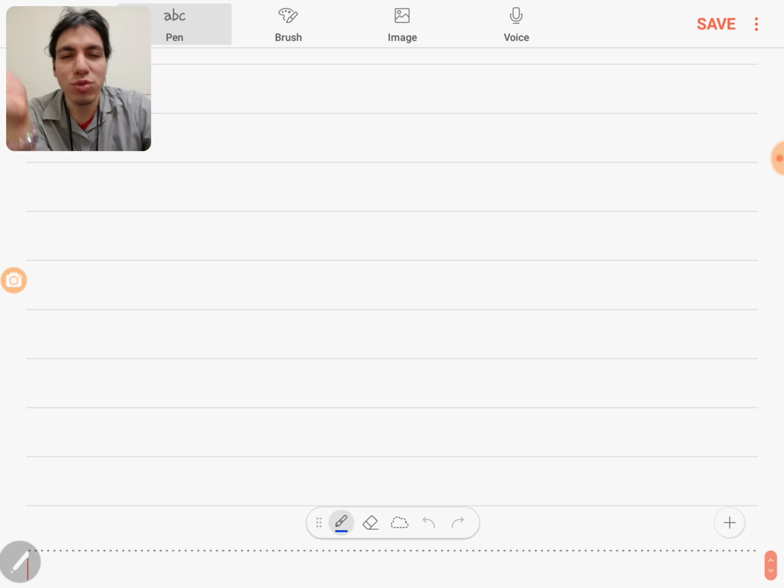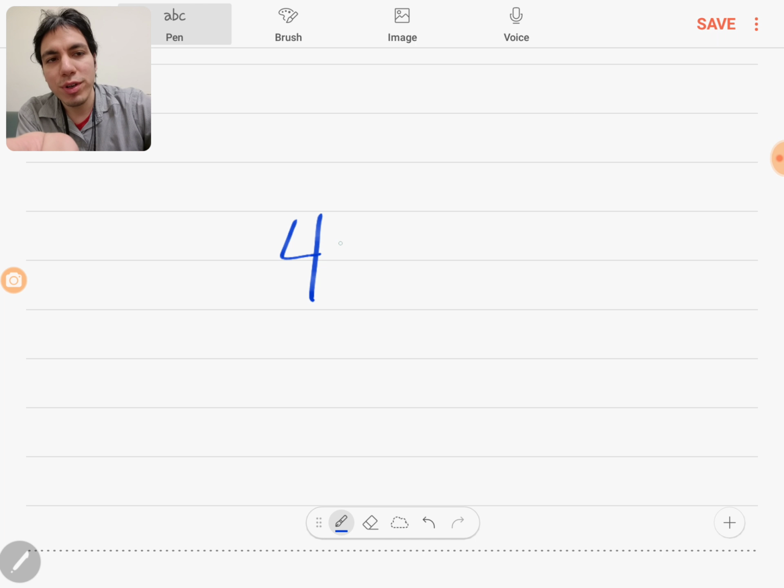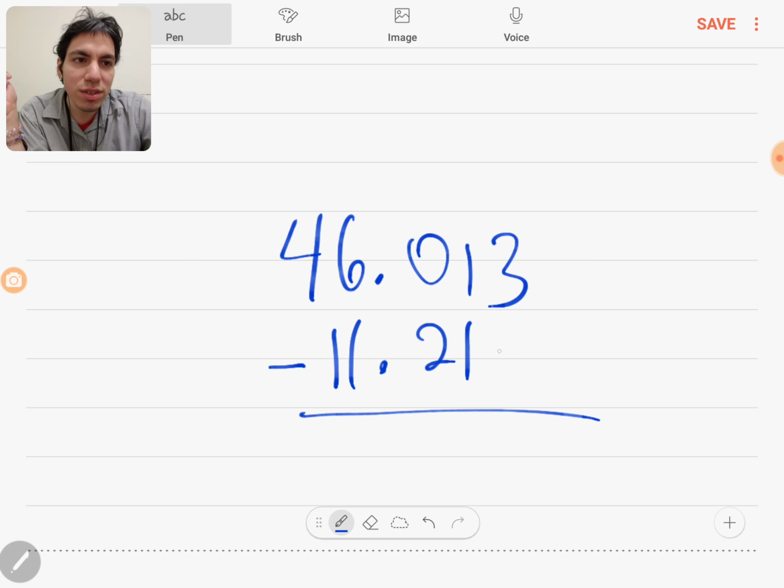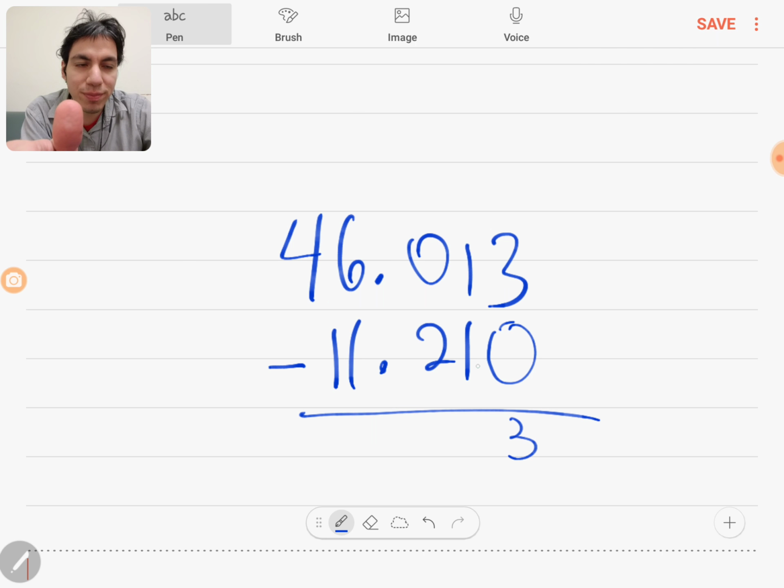Okay, next page. Let's subtract. Let's say I gave you 46.013 minus 11.21. We can clearly see that this doesn't have a thousandths place. It only has tenths and hundredths, but no thousandths. So I'm going to add a 0. Now I'm going to subtract like normal. So 3 minus 0 is 3. 1 minus 1 is 0. Now here I have to borrow 1 from this 6, so I have a 5 and this becomes 10. 10 minus 2 gives me 8.